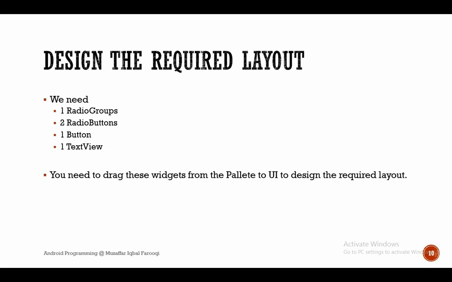In this video, the user will either select male or female. So we will need 1 radio group and 2 radio buttons within the radio group. When the user clicks on the button, then the option selected by the user will be displayed in the text view.